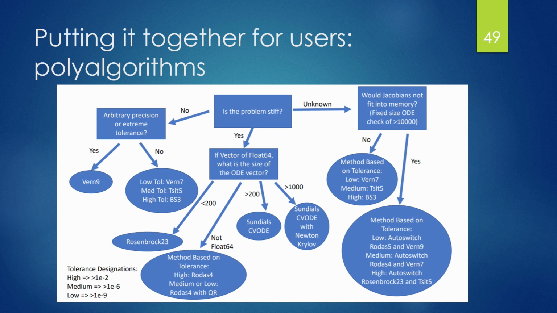And what we end up doing is, if you've given us any information on whether your problem's stiff, well, if it's unknown, then we can use methods that auto-switch between Runge-Kutta methods and Rosenbrock methods. If we know it's larger than a certain size, then we switch to ES-DIRK methods.